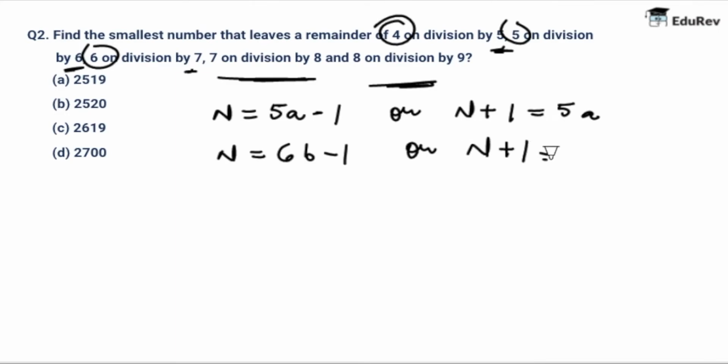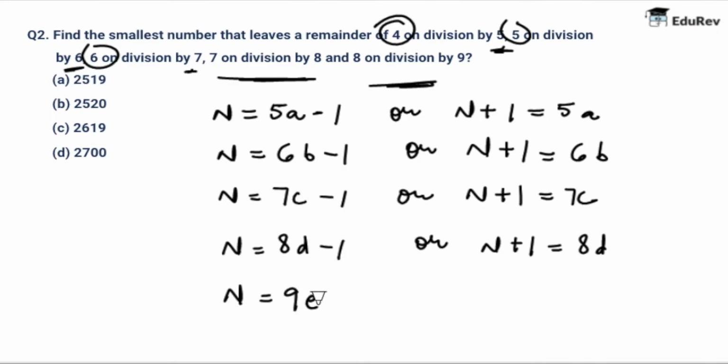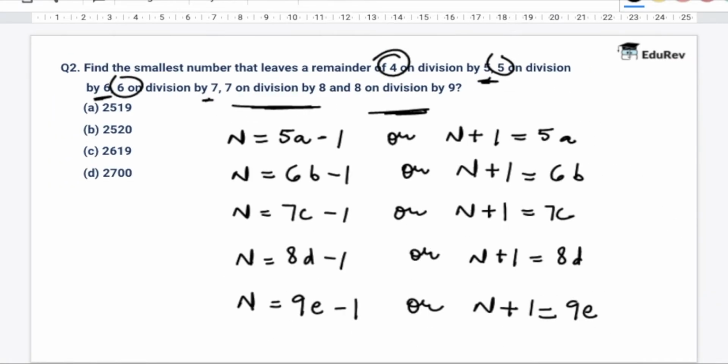Similarly, I can write n equals 6b minus 1, or n plus 1 equals 6b. Similarly, n equals 7c minus 1, or n plus 1 equals 7c. Then n equals 8d minus 1, or n plus 1 equals 8d. And lastly, n equals 9e minus 1, or n plus 1 equals 9e.